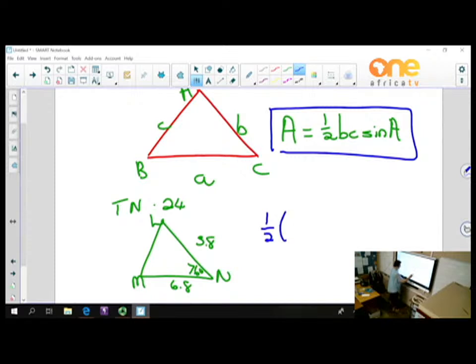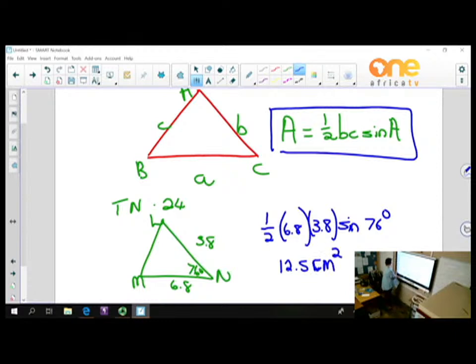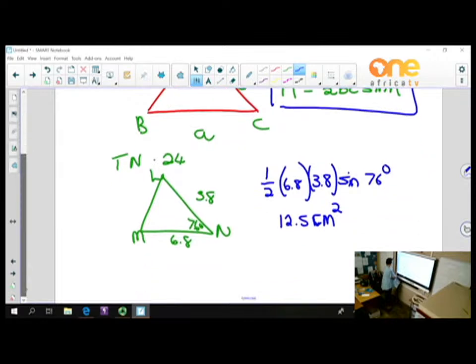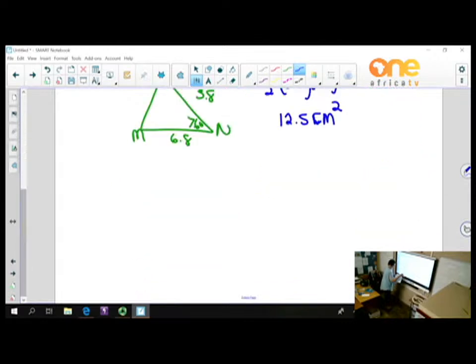So it will be a half of 6.8 times 3.8 and then sine 76 degrees. You can just press your calculator, 0.5 times 6.8 times 3.8 sine 76. And I have 12.5 square centimeters on that one. Once we know the formula, it is very easy to do this. The next one is number 2.